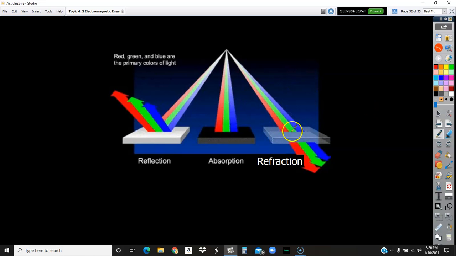And this just shows different examples here. So reflection off a white surface, you see the light coming in and then bounces off. Absorption, you've got a black rough surface, takes it in but doesn't let go of it, keeps it. And then refraction, it goes through the glass and then bends. And I think that's it.